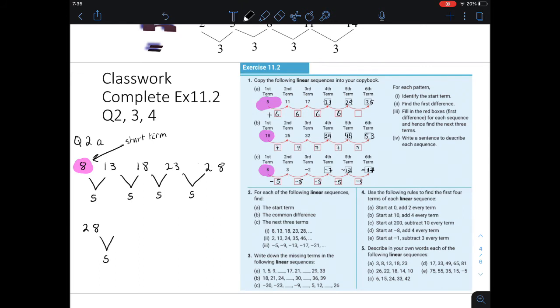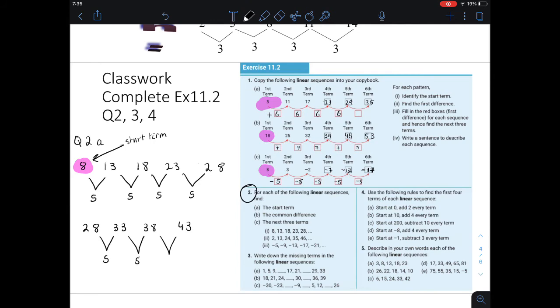To do this, we're going to add on 5 to 28 to find the next term. 28 plus 5 gives us 33. To find the next term, we add on 5 again, and we get 38. To find the next term, we add on 5 again, and we get 43. Okay guys, now that we've gone through one of our examples, it is your turn to complete question 2, part 2 and part 3.